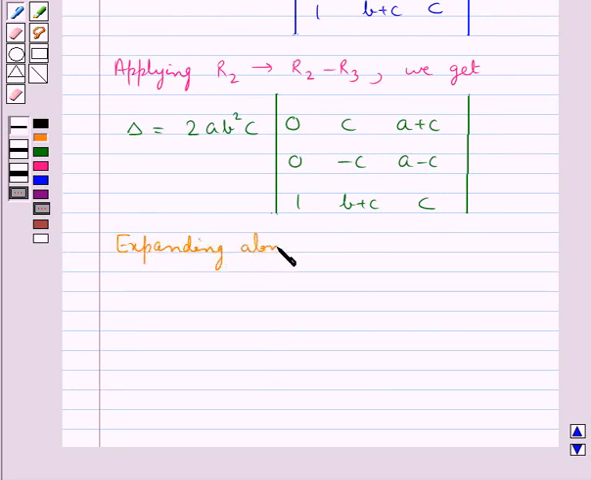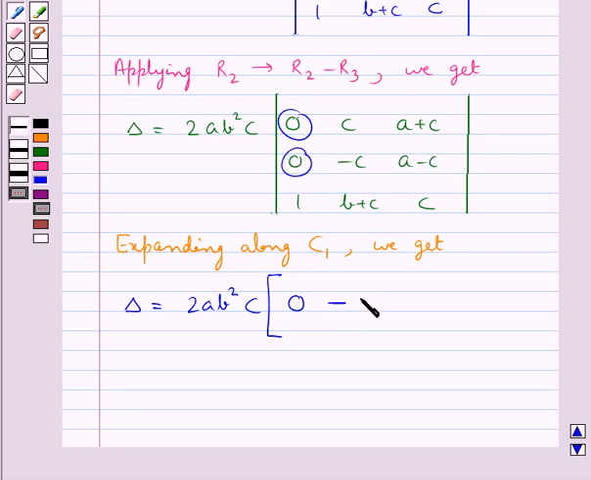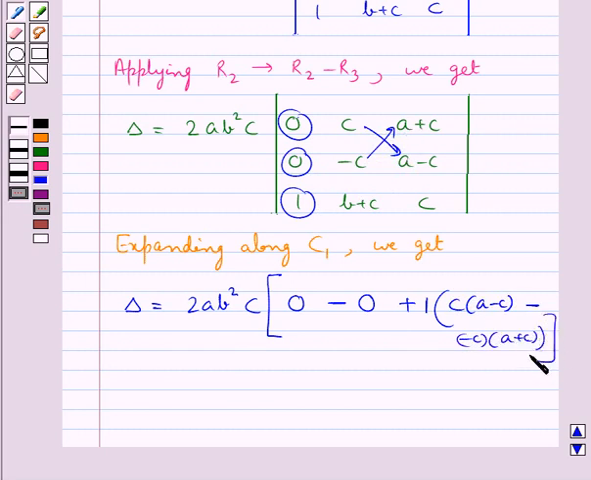Now, expanding along C1, we get delta is equal to 2a b square c into, now the first element of C1 is 0, so 0 multiplied by anything would be 0, so 0 minus the second element of C1, which is 0 again, plus the third element of C1, that is 1, into C multiplied by A minus C minus C multiplied by A plus C. And so we get delta is equal to 2A B square C into C into A minus C plus C into A plus C.